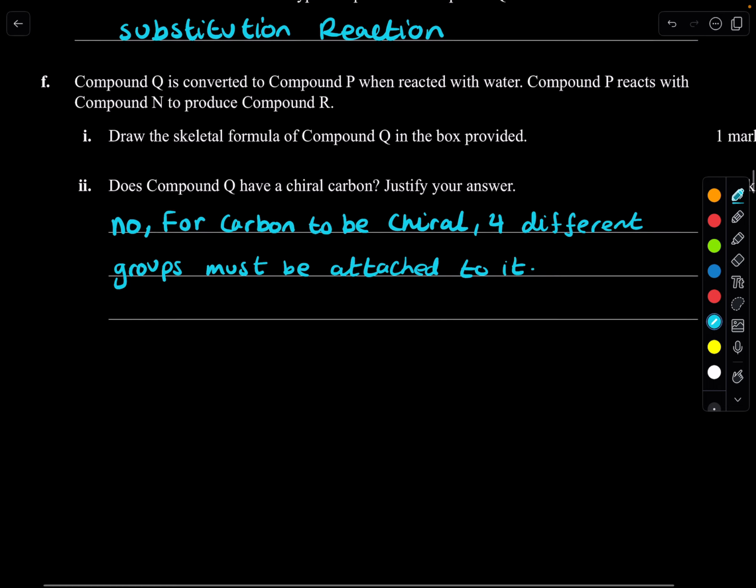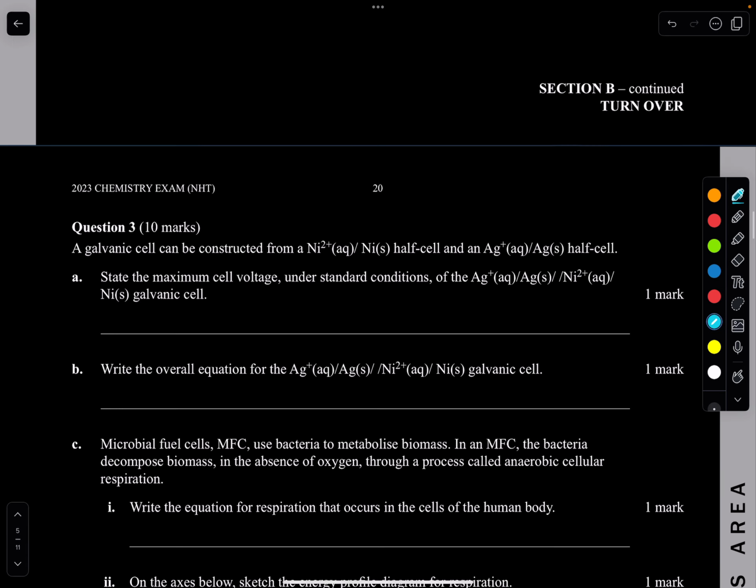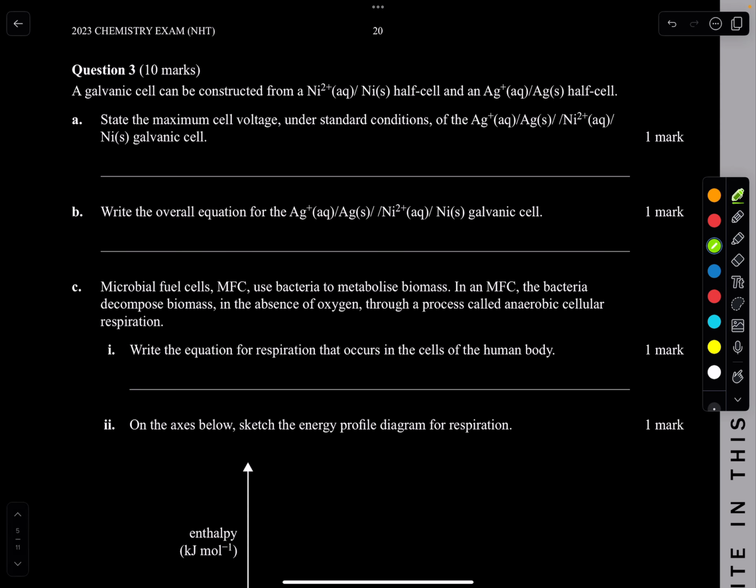Beautiful. Done. Next question. A galvanic cell can be constructed from a Ni(s)/Ni2+(aq) half cell and an Ag+(aq)/Ag(s) half cell. State the maximum cell voltage under standard conditions of this cell.